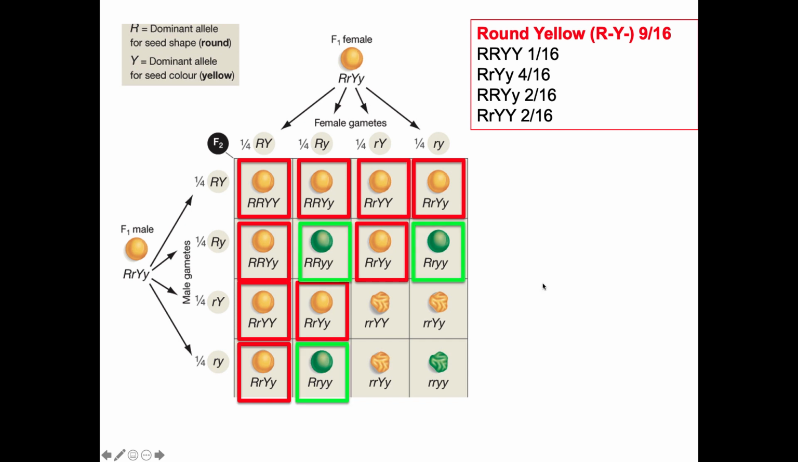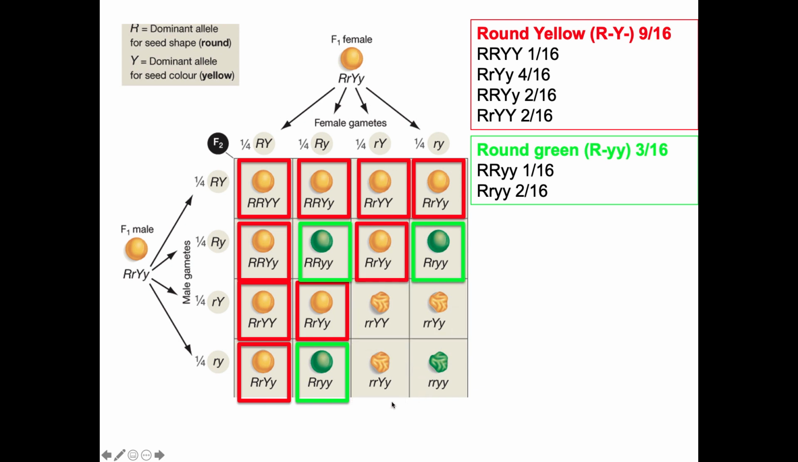If we now look at an outcome where we have green seeds, the recessive phenotype for the seed color, but round shaped, the dominant phenotype for the seed shape, we find that there are 3 squares or grids that carry that phenotype. And thus the probability of round green seeds in the F2 generation is 3 out of 16.